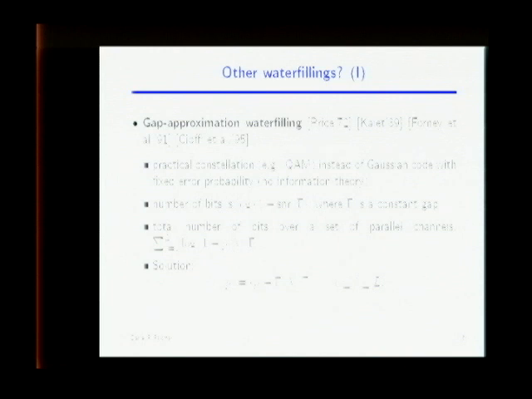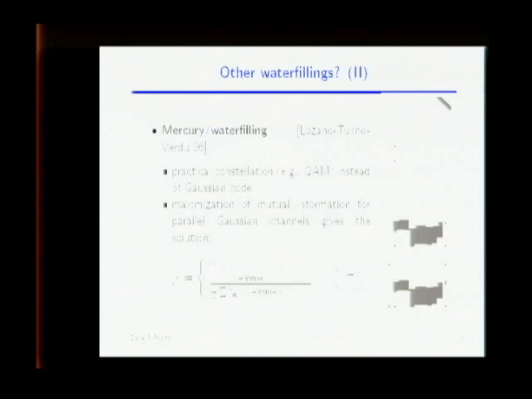Okay, so this is another example of water filling. Do we have more examples? Yes, this is a more recent one, mercury water filling. The setup is similar. You have a set of parallel channels. You want to use practical constellations, but here you still take an information theoretic approach. With those constellations, you want to maximize the mutual information. If you do that, you get some kind of water filling, but it's a bit different.